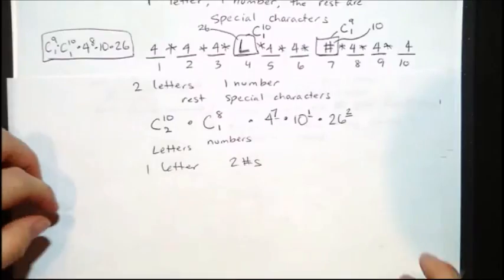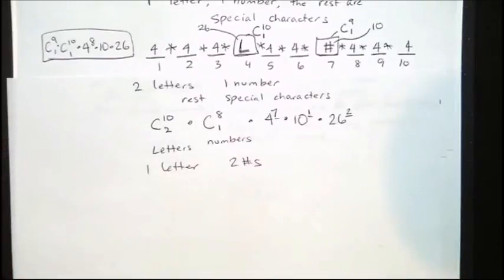Okay, that's a good idea. So remember when we did truth tables, we had to write out all the possibilities. That's what we're doing. We're writing out all the possibilities of having at least 1 letter, at least 1 number, and the rest special characters, and at least 1 special character.